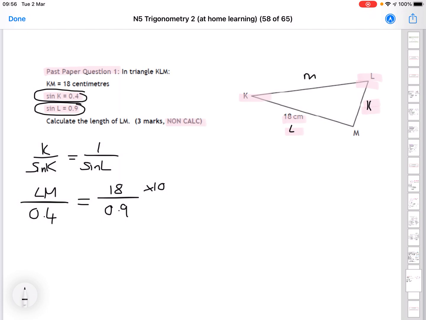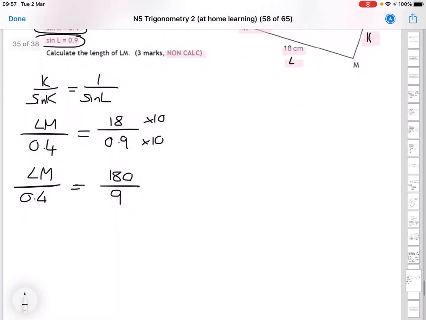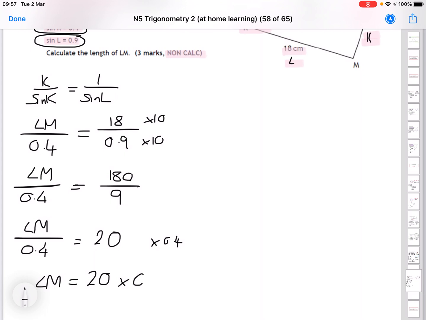So if I times the top and the bottom of this by 10, what I'm going to get is 180 on the top and then 9 on the bottom. I can now simplify that down much easier than if it was the decimal on the bottom. So 180 divided by 9 is 20. And that's now much easier to solve. So LM divided by 0.4. So if we multiply both sides by 0.4, we're going to get LM equals 20 times 0.4.